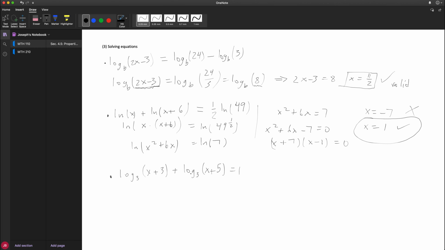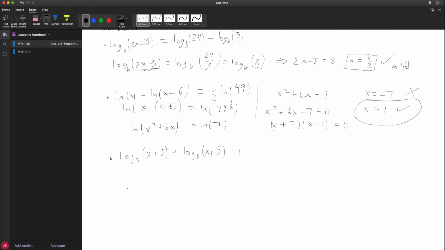Okay, and now finally, if you don't have a logarithm on the other side, here's what we're going to do. We're first going to recombine the left-hand side. So this is log base 3 of x plus 3, and use parentheses for goodness sake, times x plus 5, equals 1. If you like, you can simplify this. So we get log base 3. Now within this logarithm, this is x squared plus 8x plus 15.